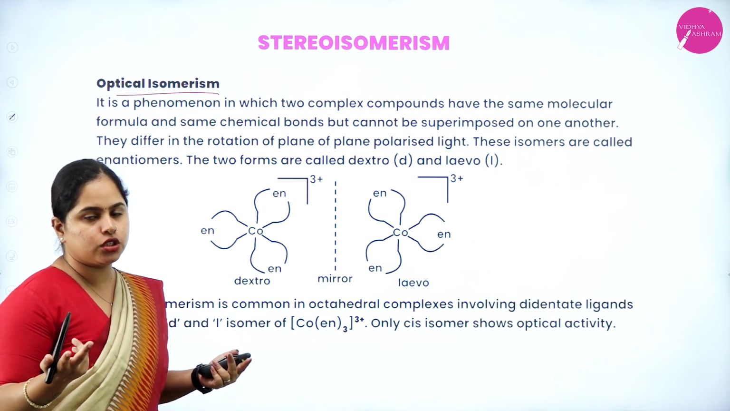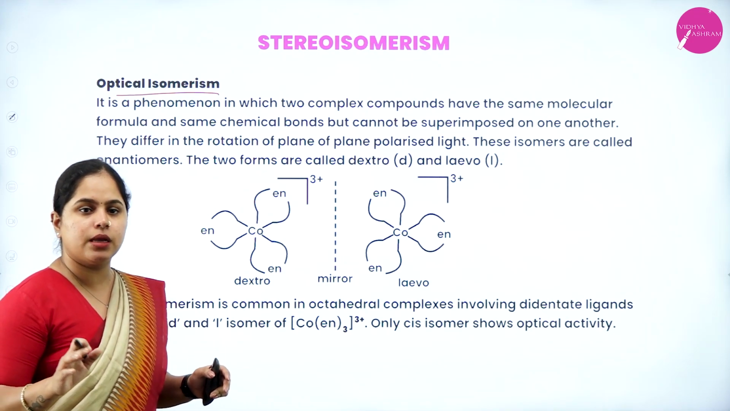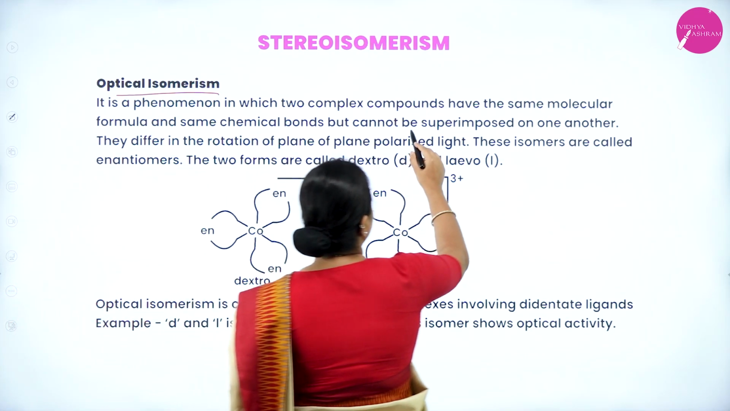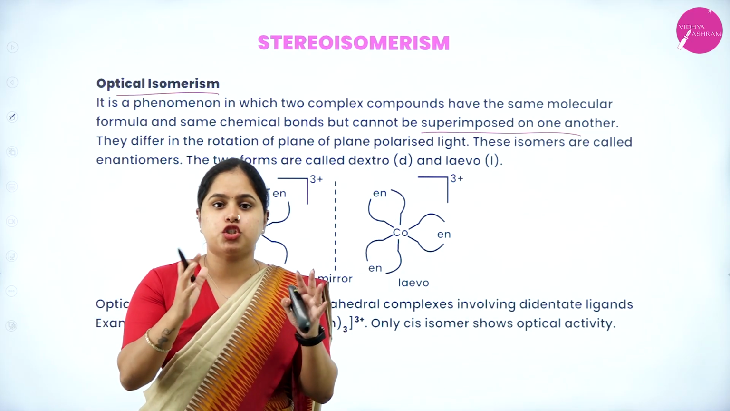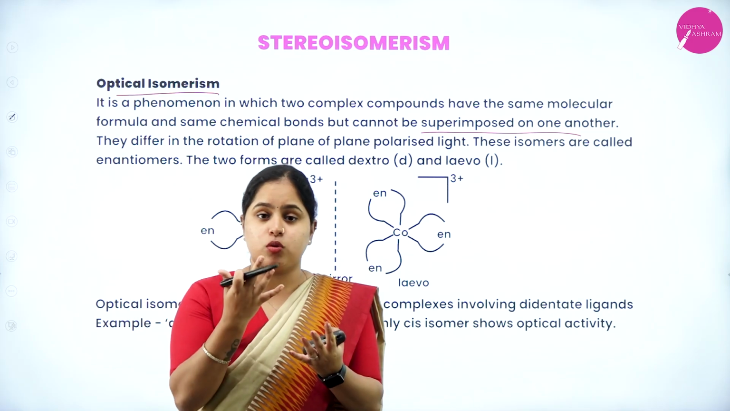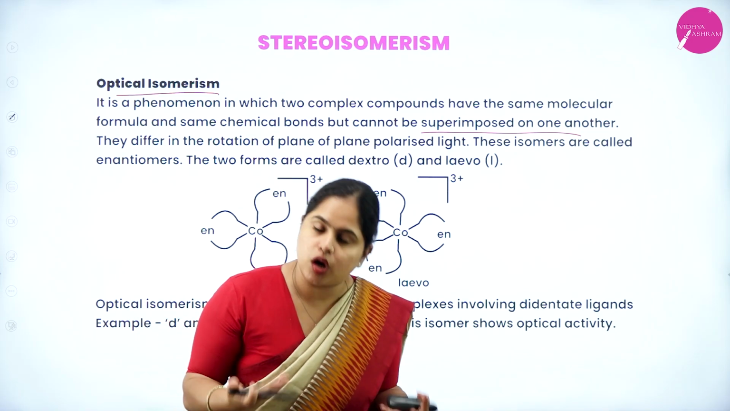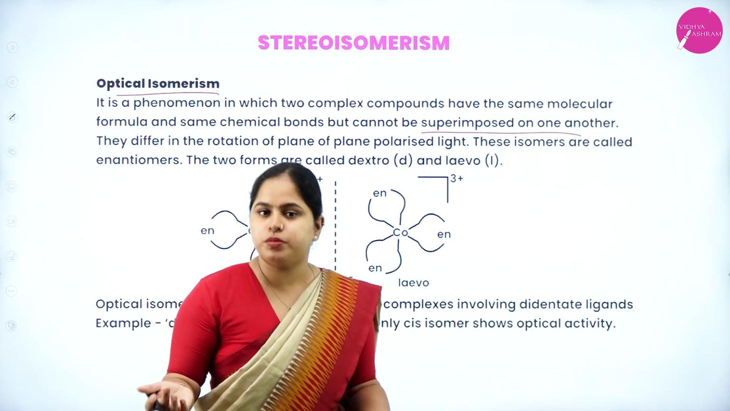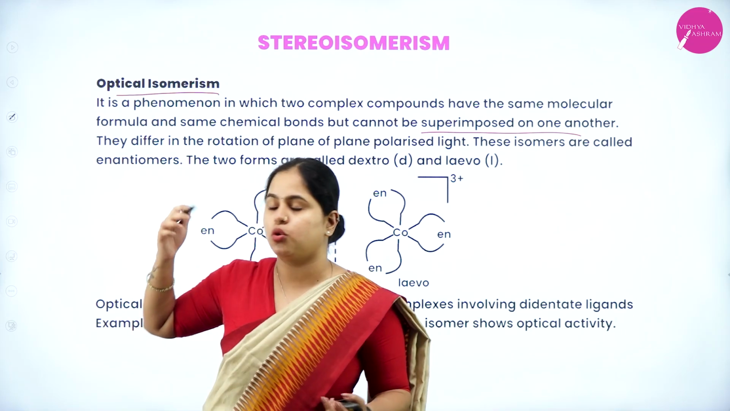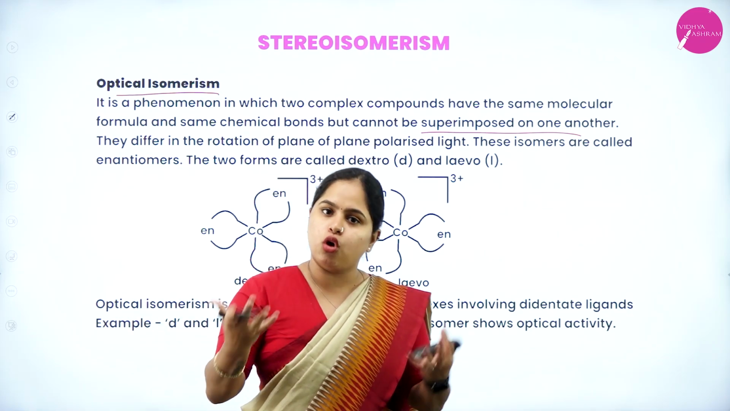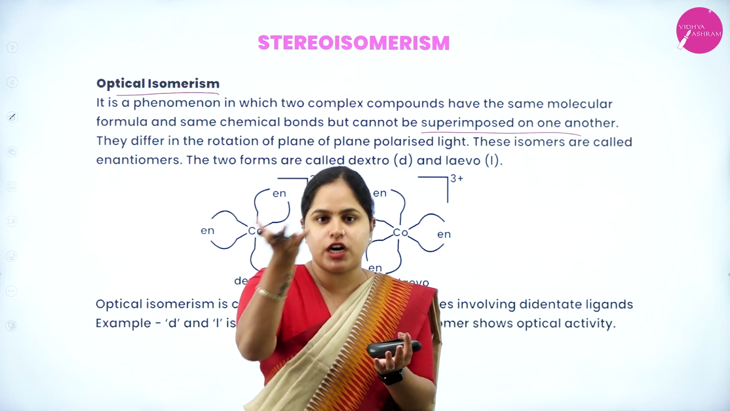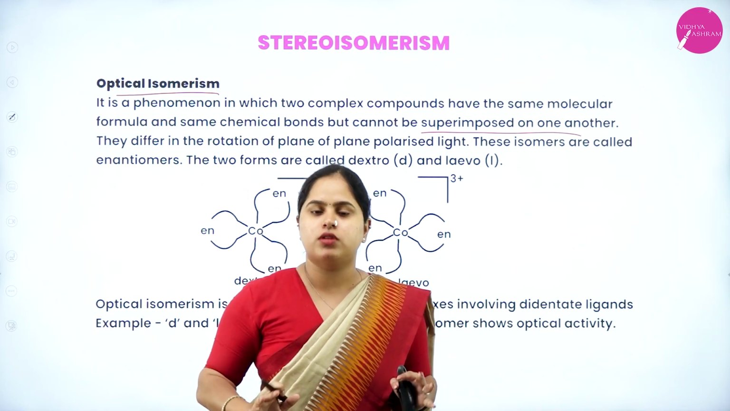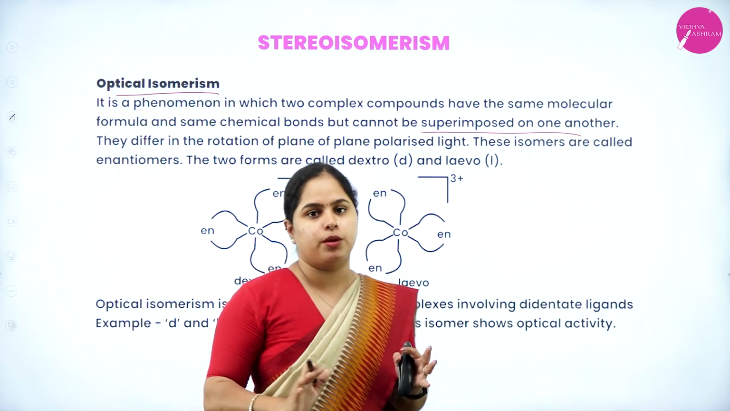Right. Two coordination compounds, same molecular formula, same chemical bonds, but cannot be superimposed. If I am keeping one on top of another, it should not look exactly the same. If it looks exactly the same, that means it is not optically active. If it is not optically active, it will of course not show optical isomerism. So, two coordination compounds, if I am superimposing one on top of another, it should not look exactly the same. It should not be superimposed.